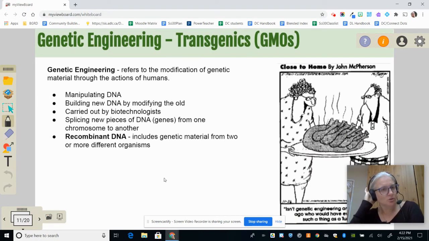Anyways, moving on. So the next topic is transgenics, or genetically modified organisms. Genetic engineering refers to the modification of genetic material through the actions of humans. So we manipulate the DNA, we might change the DNA, we might build new DNA by modifying old DNA. You might splice two pieces of DNA together. They might be DNA from three or four different organisms, and you put them together. That's recombinant DNA. So there are a lot of different types of genetic engineering that occur.